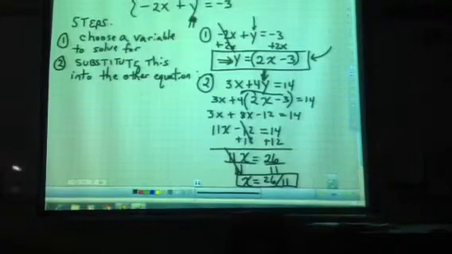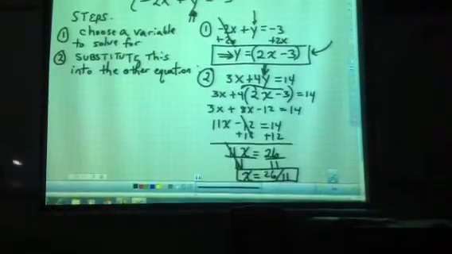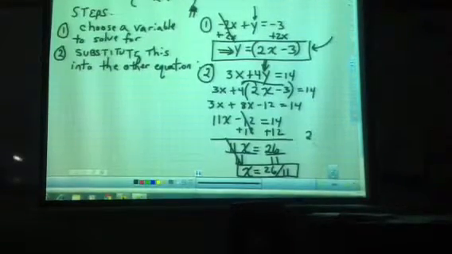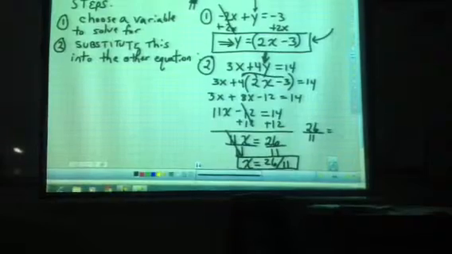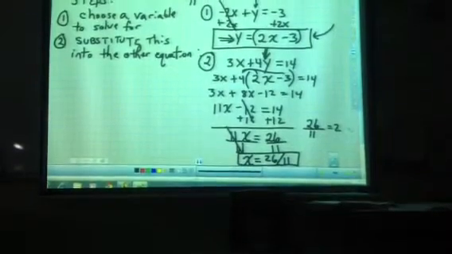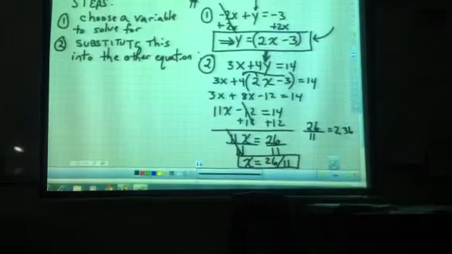Fractions. But if you want to deal with a decimal, you could do that too. Who's got a calculator? Calculate 26 over 11. What's 26 divided by 11? I never say change it to a decimal, but 26 divided by 11 is 2.36.